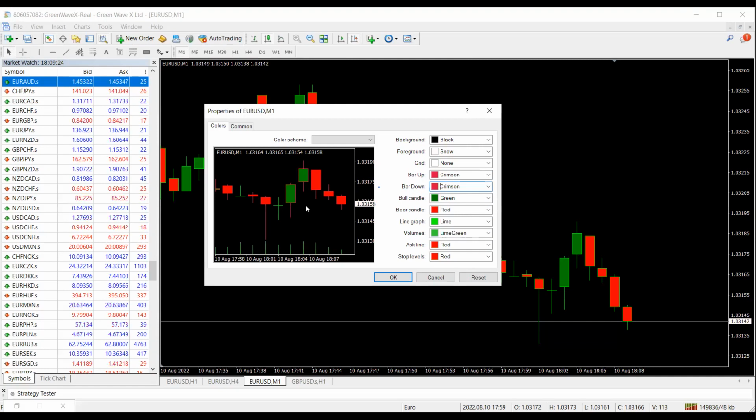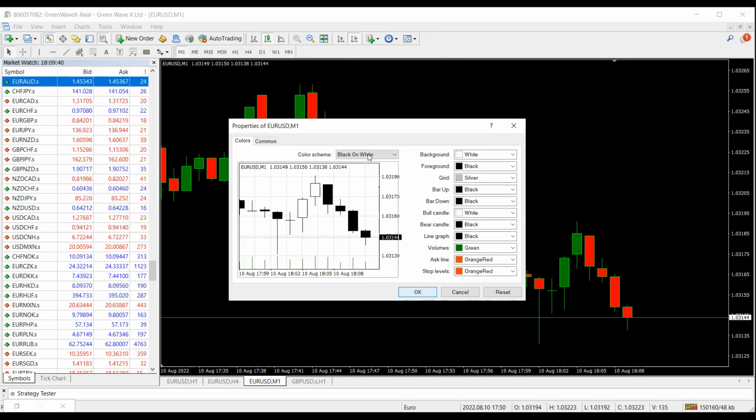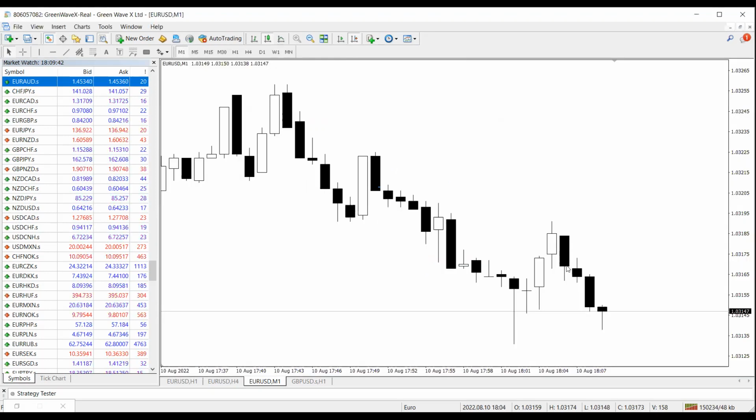All right, it just depends on what you want, but just save yourself all the stuff. Just go to right click, click on properties, and start by choosing one of these. You want black and white, you can choose black and white and click OK. In this case now, bearish candles are black, while bullish candles are white.